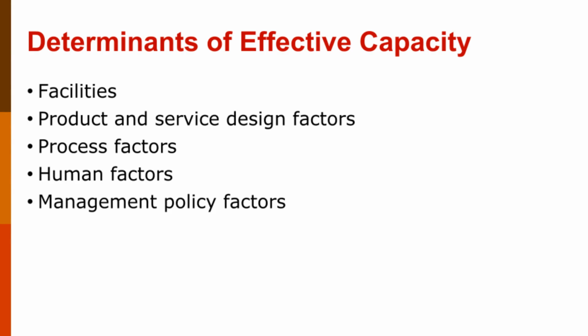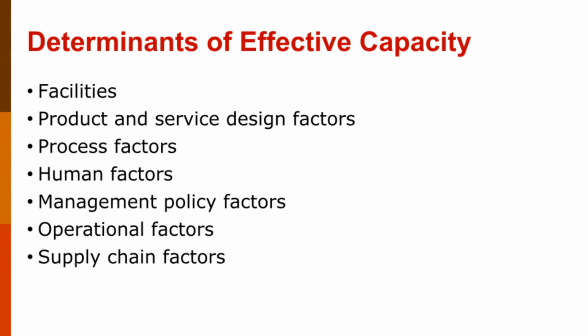Management policies can also be a factor. For example, management might have a policy that limits the amount of inventory a facility can carry. That could cause a machine to be operated below its design capacity in order to keep inventory below that limit. Operational factors, such as a dull drill bit, can be a factor as well. Supply chain factors can also be an issue. You depend on your supply chain to get you the raw materials that you need for your processes.